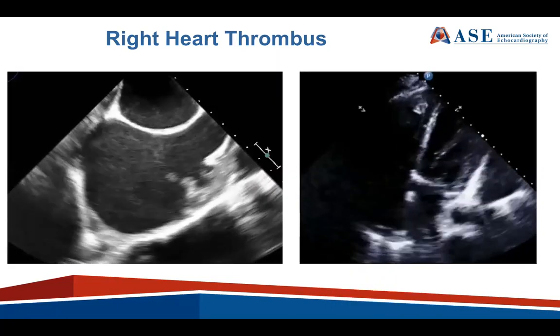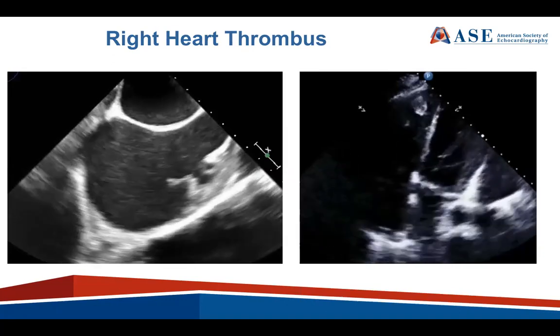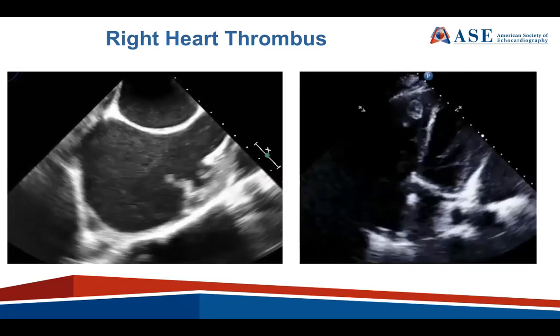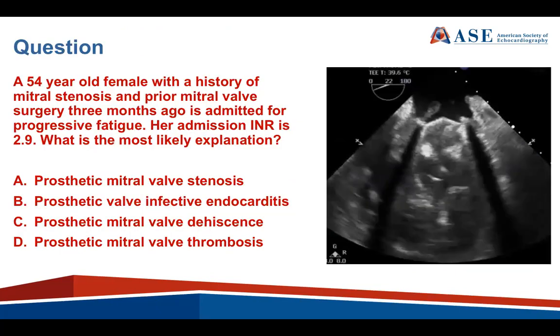A few more examples of right heart thrombus. On the left-hand video, you see right atrial appendage thrombus, and on the right-hand side, you see right ventricular apical thrombus. Okay, moving to another question.